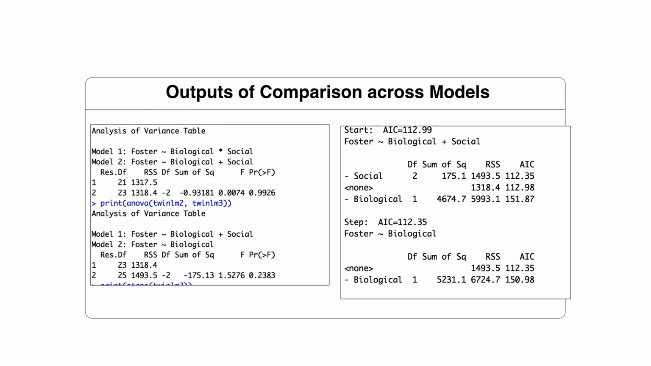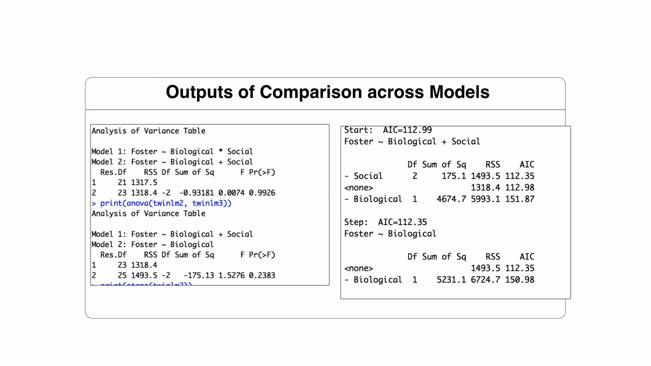On the other hand, if we were to keep the biological and social and then take out the social component of it, as you can see in the comparison of the models on the right hand side, the Akaike information criterion at 112.35 is lower than if we took out the biological model, which is 151.9. So which means that probably a social model is adequate or a biological model is adequate.